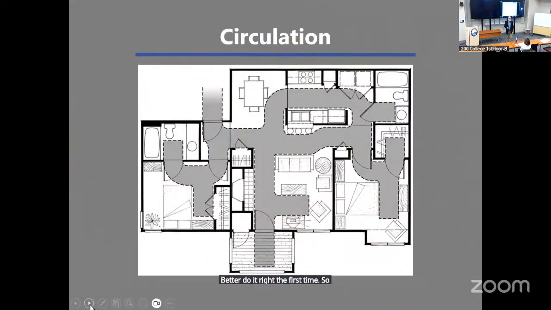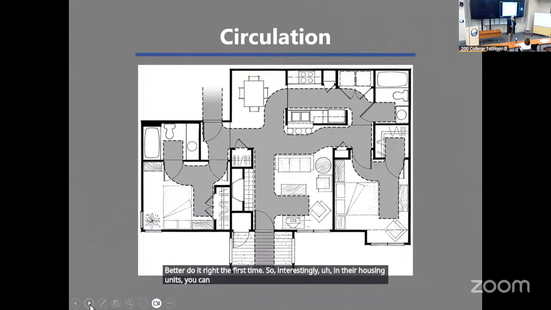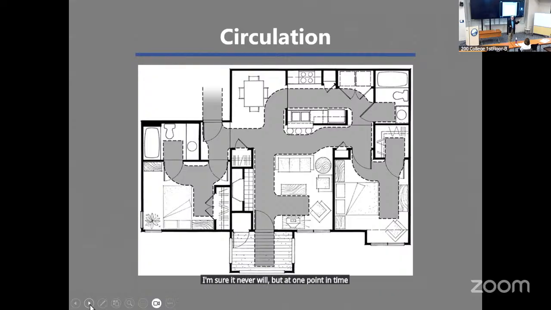So interestingly, in fair housing units, you can have something that we almost never see. I'm not sure I've seen this very much in a long time, which is a sunken living room. You can actually have a sunken living room in a fair housing unit. Should this ever come up, I'm sure it never will. But at one point in time, they were a thing.